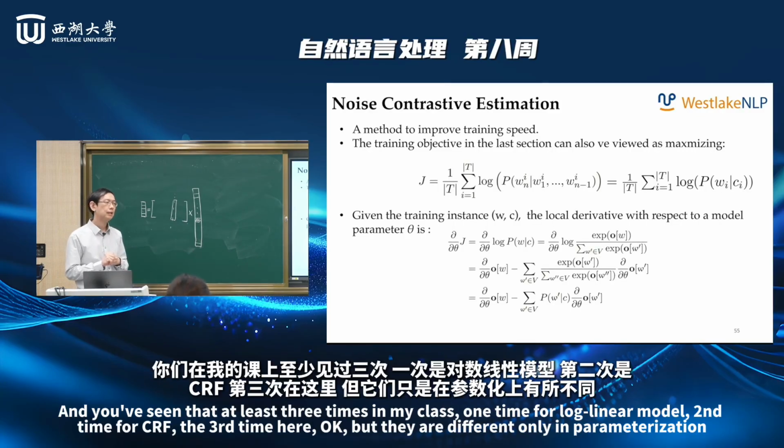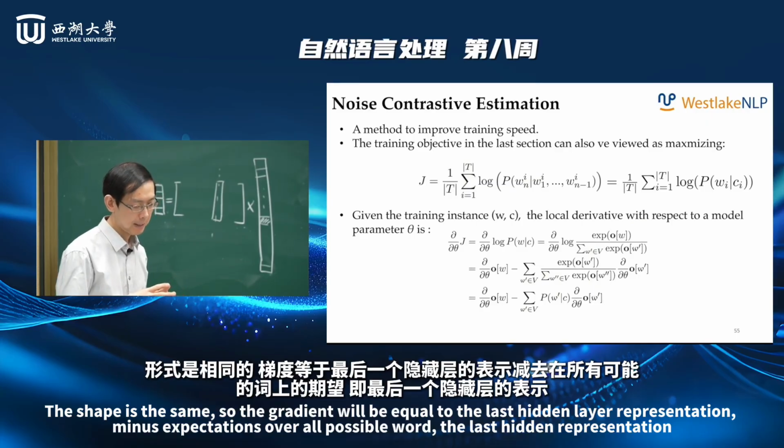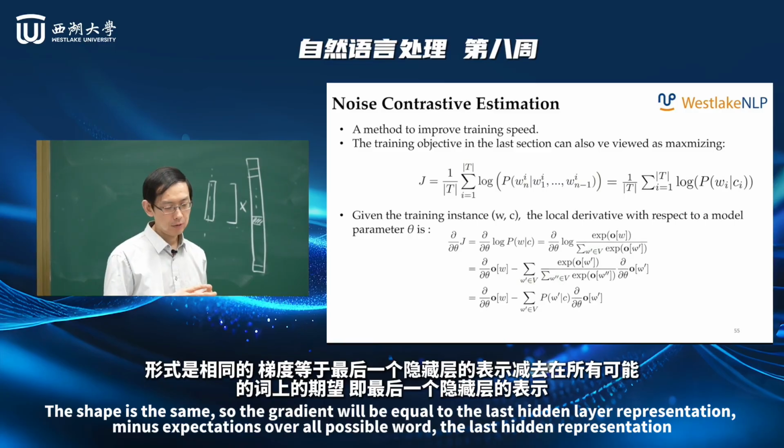And you've seen that at least 3 times in my class. One time for log linear model, second time for CRF, the third time here. But they are different only in parameterization. The shape is the same. So the gradient will be equal to the last hidden layer representation minus the expectation over all possible words of the last hidden representation.